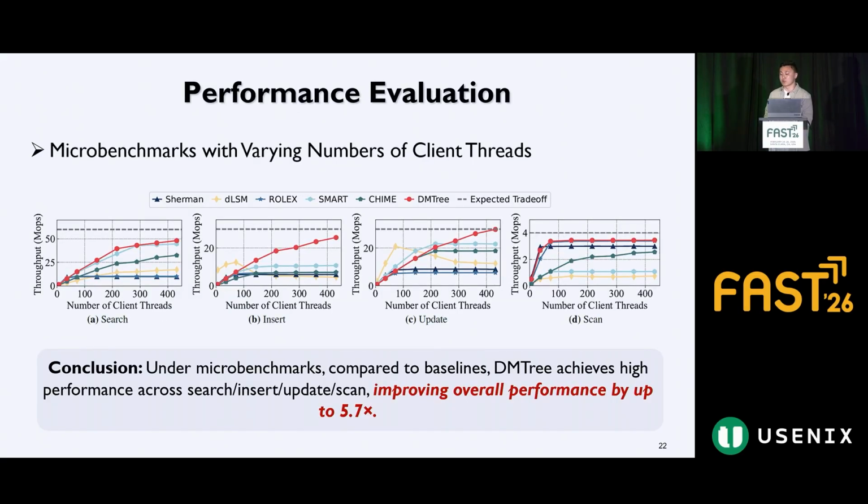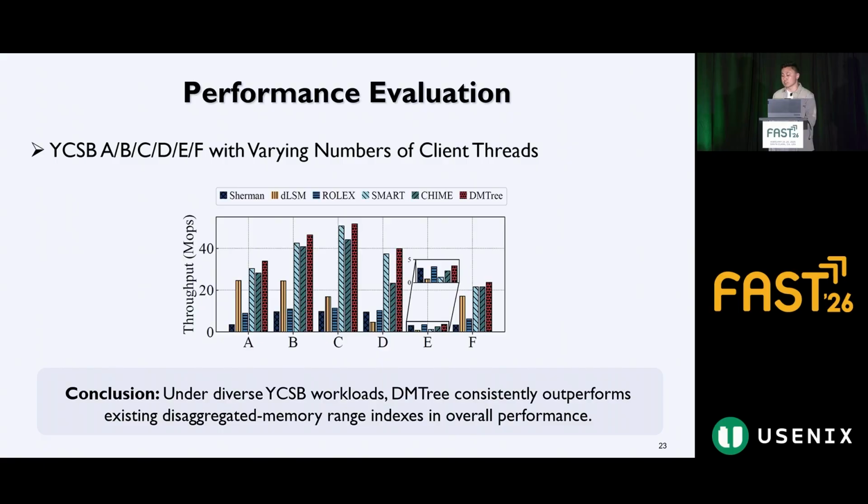This figure shows the throughput of DMTree compared to existing works on macro benchmarks with varying numbers of client threads. Under these macro benchmarks, DMTree outperforms the baselines across search, insert, update, and scan operations, and under heavy client concurrency, improving overall performance by up to 5.7 times. This figure shows the throughput of DMTree compared to existing works on YCSB workloads. Under YCSB workloads, DMTree consistently outperforms existing disaggregated memory range indexes, delivering better overall performance.